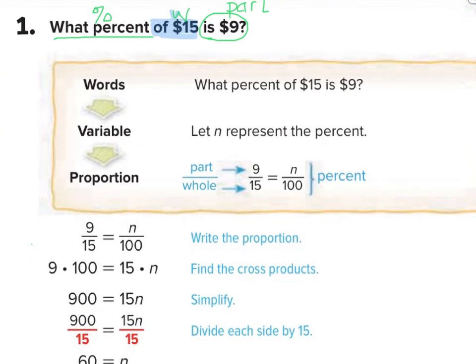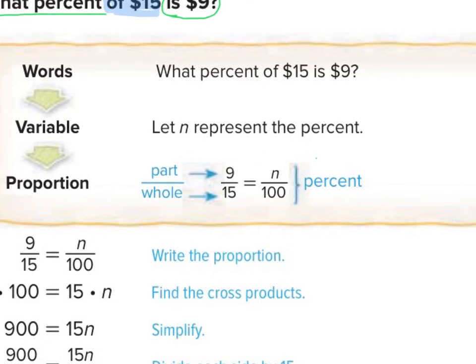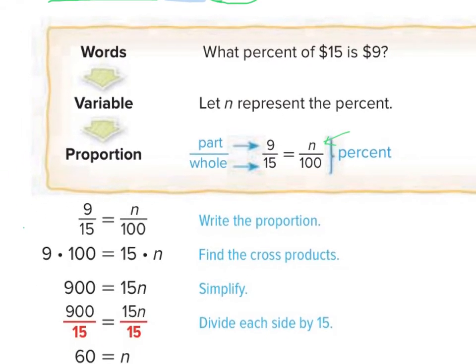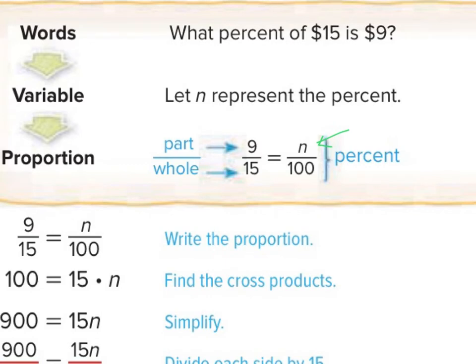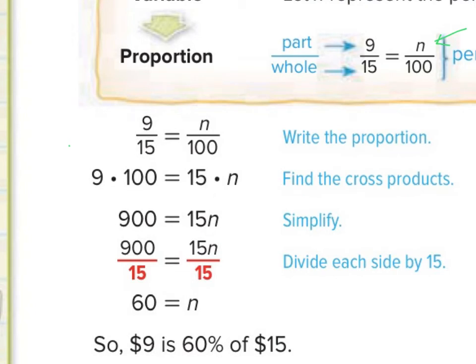The part is 9, so it goes on top. The whole is 15, so it goes on bottom. The percent is what we don't know, so we're going to use a variable here, and they used n. You can use whatever variable you want. You can use x or any other letter that you choose. That's not really important. So once you get the proportion model set up correctly, you are ready to solve the proportion, and here are the steps. So here's our proportion written correctly.